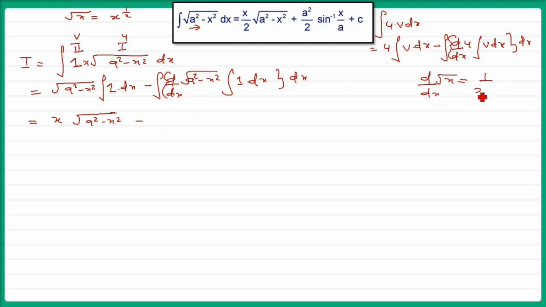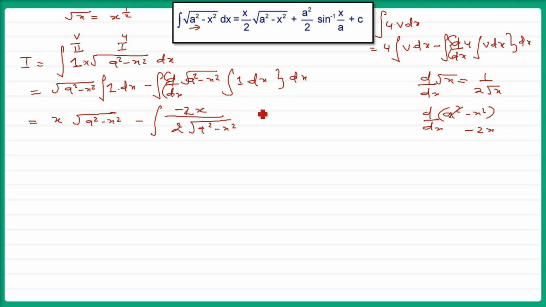Now the differentiation of under root x is 1 by twice under root x, you already know that. So after differentiation we can write 1 by twice of under root a square minus x square. But we need to differentiate a square minus x square also. When we differentiate a square minus x square, a square is a constant so it will go 0, and negative x square will give you negative 2x. So you can write negative 2x here.